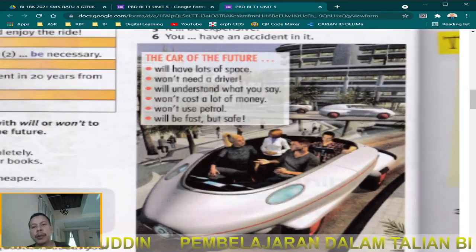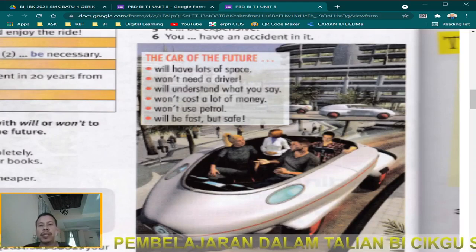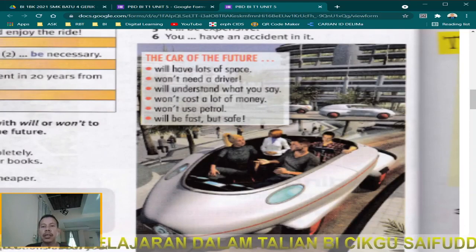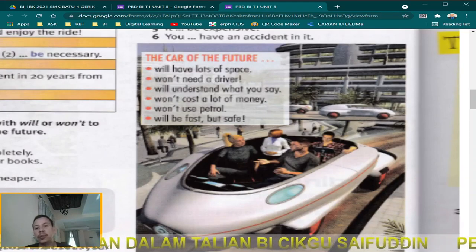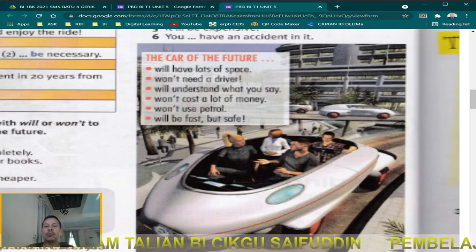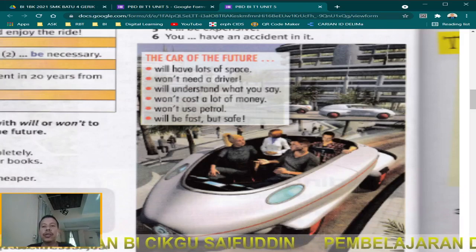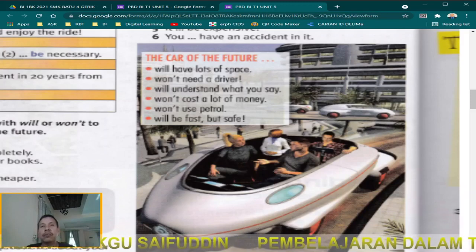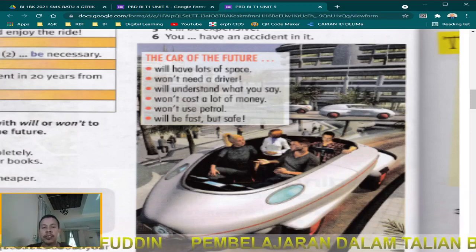Kereta pada masa hadapan. Okay, the first one will have lots of space. Ada banyak ruang dalam kereta tersebut. Okay, dan kereta zaman sekarang pun kita lihat dah ada banyak ruang, especially for MPV. Okay, space for passengers. Ruang untuk penumpang. Okay, that's what the car is built for. Won't need a driver. So in the future, kereta tidak perlukan driver. Okay, it will drive by itself by using the computerized system.